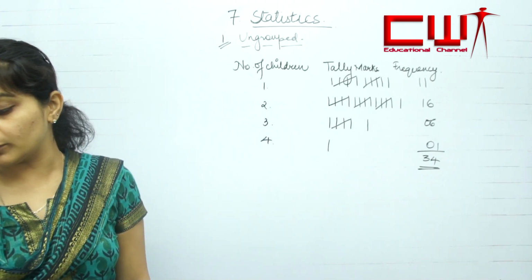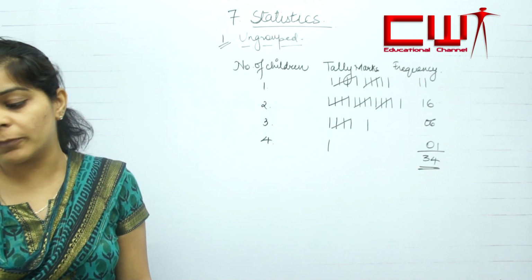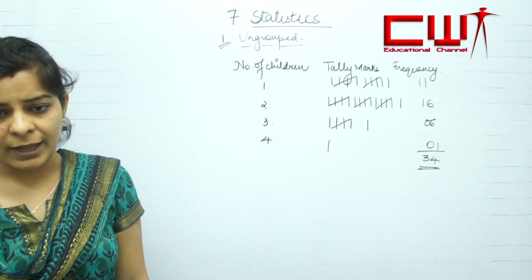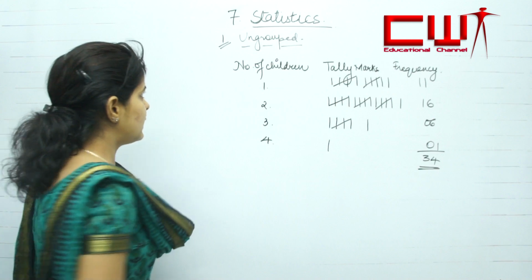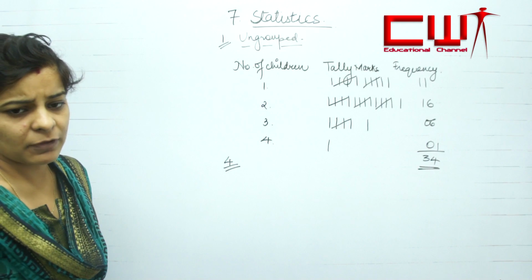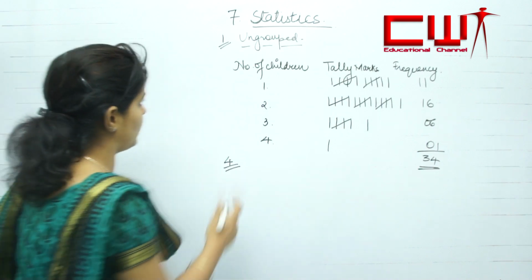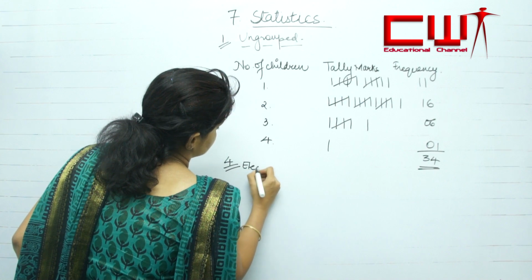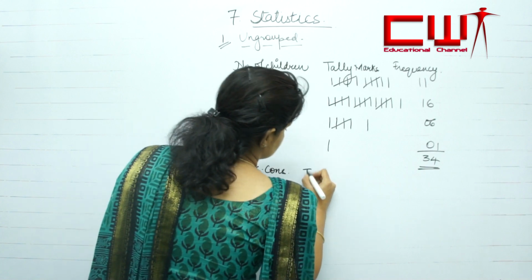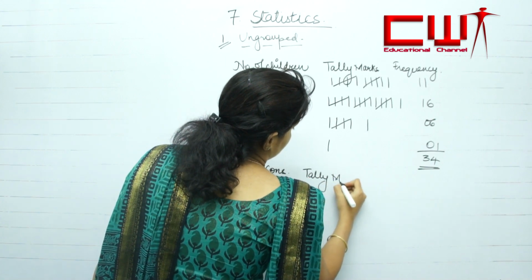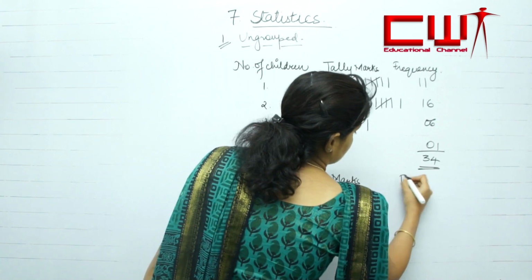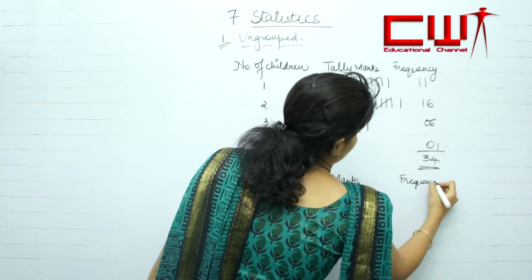Now we will do the fourth numerical. See, they have asked you to prepare a group frequency. I will tell you how you prepare a group frequency table. Let's prepare the group frequency table for the fourth numerical. Right? It is the consumption of electricity. So the first column is electricity consumption. Right? What is the next column? Tally marks. Then what will come? You will have the frequency.